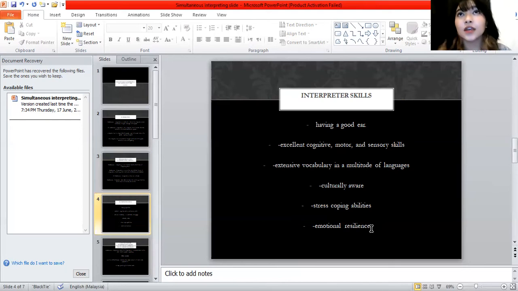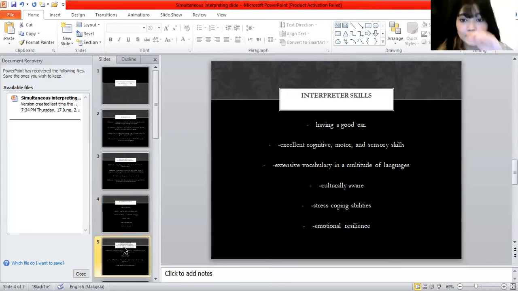And the next is stress coping abilities, and the last is emotional resilience, which is being an interpreter is like an actor. It's like acting. If the speaker is sad, you have to follow the emotion also, like you have to change your tone and be sad. If the speaker is happy in normal tone, you have to follow the tone and everything. You cannot change the tone based on your own because you have to follow all the procedures given, or you just have to follow what the speaker wants.